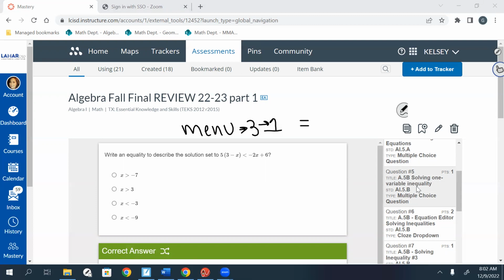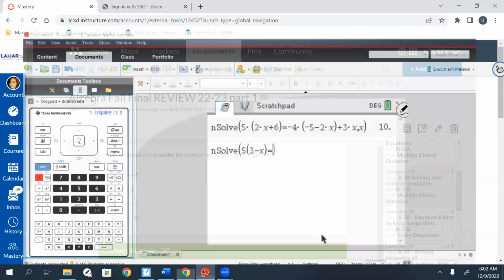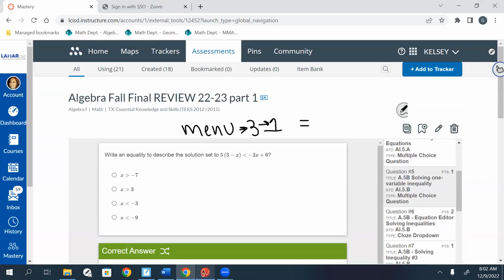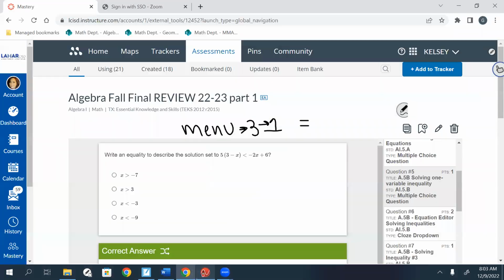So 5 times 3 minus x. So menu 3, 1. And we have 5 parentheses, 3 subtract x, close parentheses, and we're going to put equals. Yeah, 5 times 3 minus x, and then equals, and then we have -2x plus 6. So -2x plus 6, and we put comma x, and press enter. Okay, so we got 3. So 3 is our magic number that everything's going to revolve around.